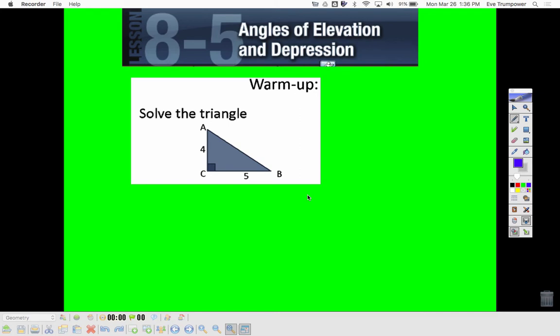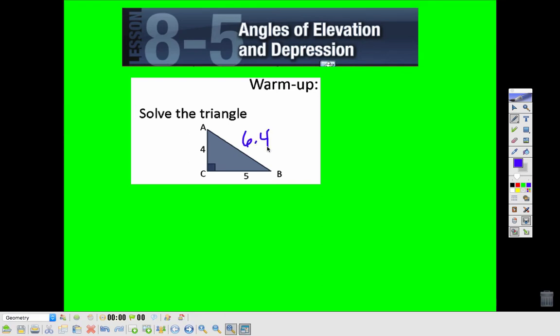How can we find it? 4 times 4 plus 5 times 5 equals 4 squared plus 5 squared. Take the square root. What do we get? 6.4. Okay, great. How can I do this now? Now you've got to do Emma, the negative 10.